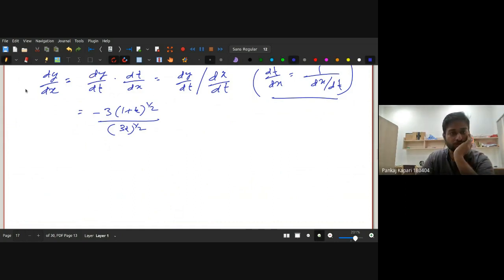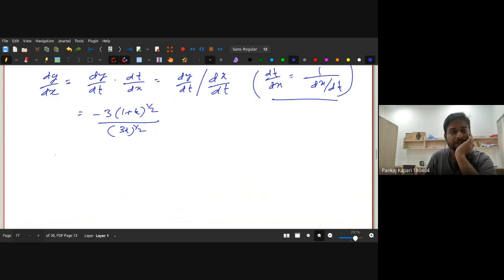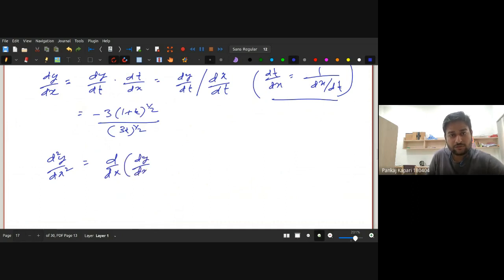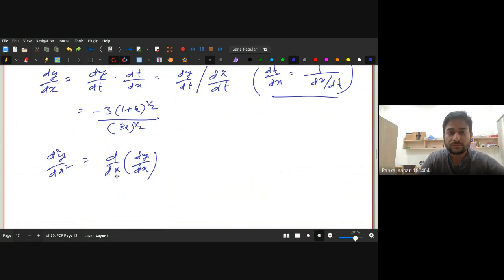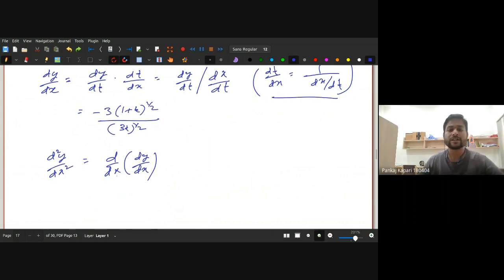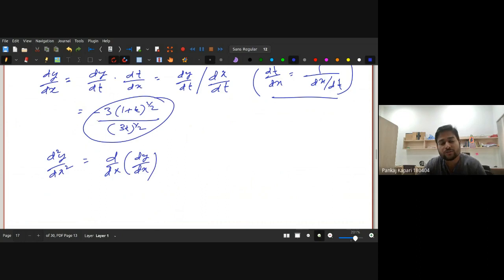So what is the second derivative? We have to again differentiate this with respect to x. The second derivative is written as d square y over dx square, which is basically differentiating the derivative dy by dx again with respect to x. While differentiating with respect to x, we will again use the chain rule, and here you also need to use the quotient rule.